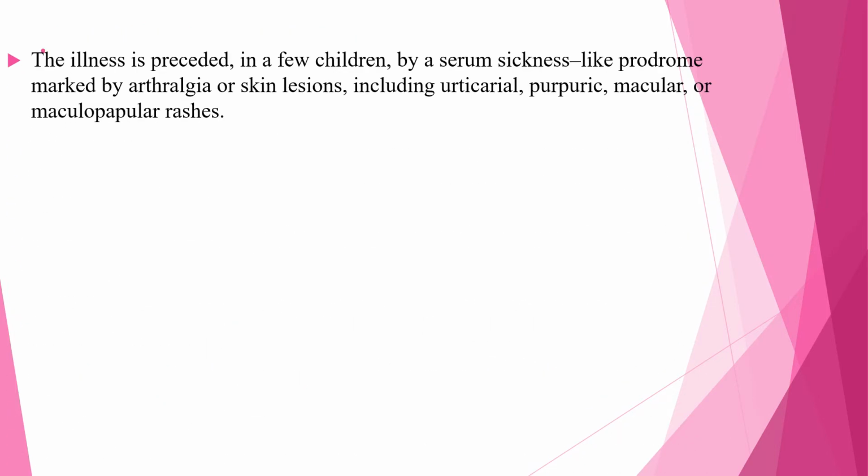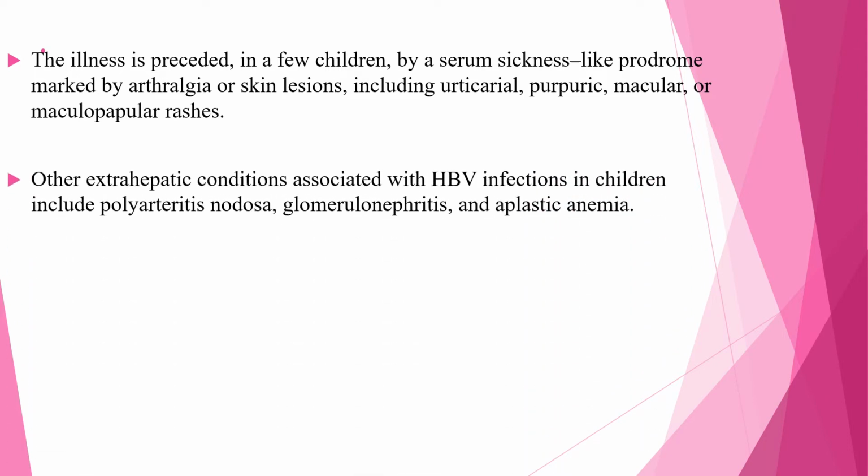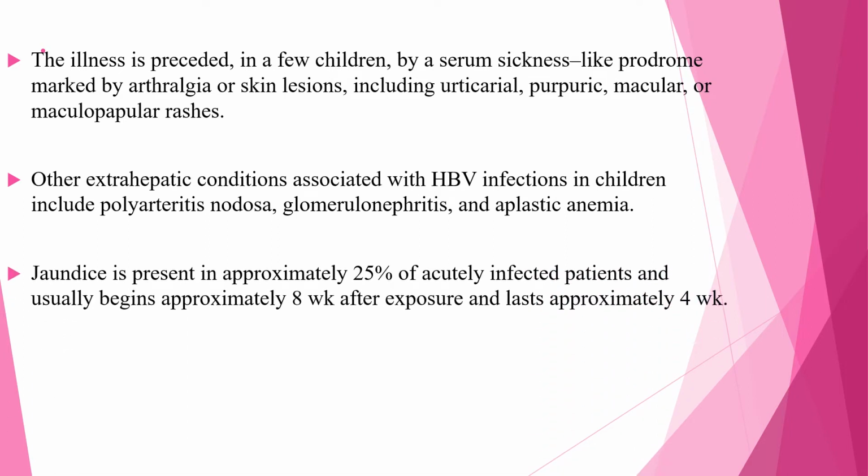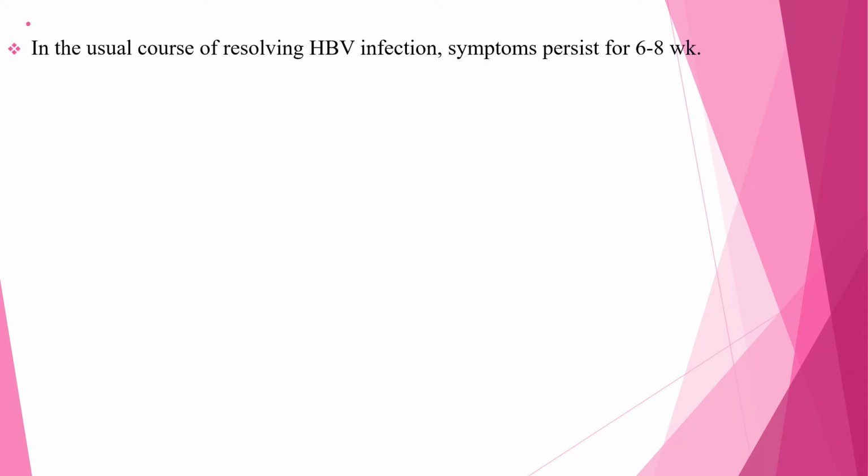The illness is preceded in a few children by a serum sickness-like prodrome, marked by arthralgia or skin lesions, including urticarial, purpuric, macular, or maculopapular rash. Other extrahepatic conditions associated with hepatitis B infection in children include polyarteritis nodosa, glomerulonephritis, and aplastic anemia. Jaundice is present in approximately 25% of acutely infected patients and usually begins approximately 8 weeks after exposure and lasts approximately 4 weeks. In the usual course of resolving hepatitis B virus infection, symptoms persist for 6 to 8 weeks.